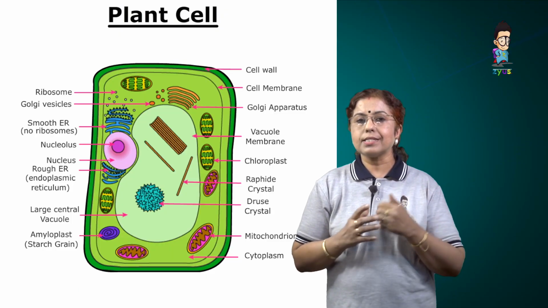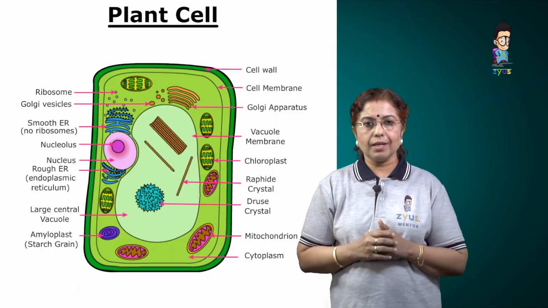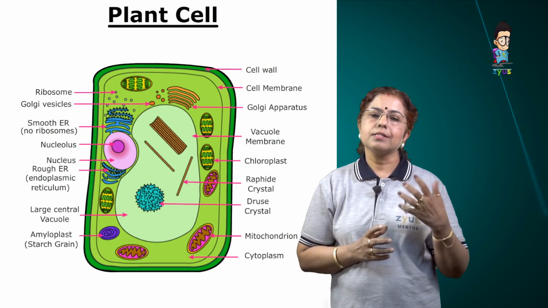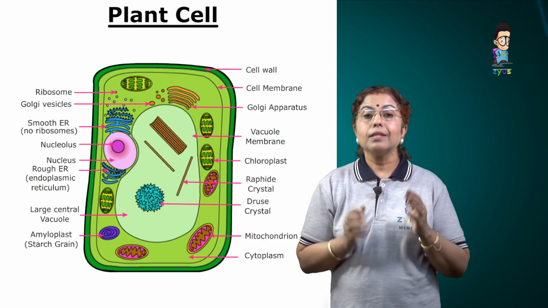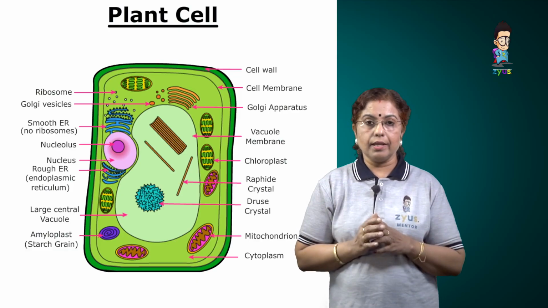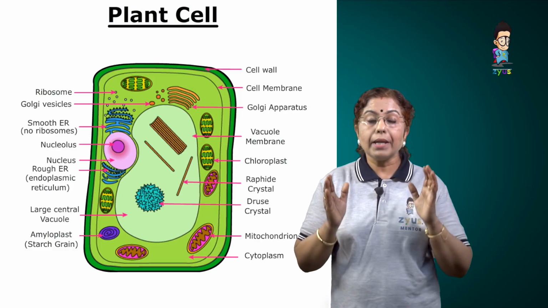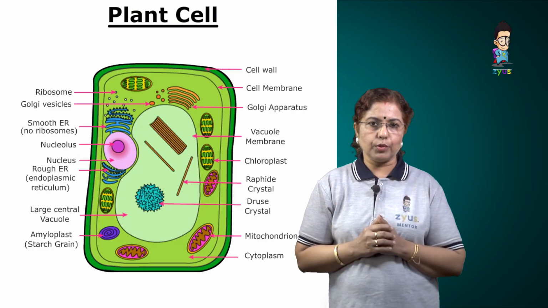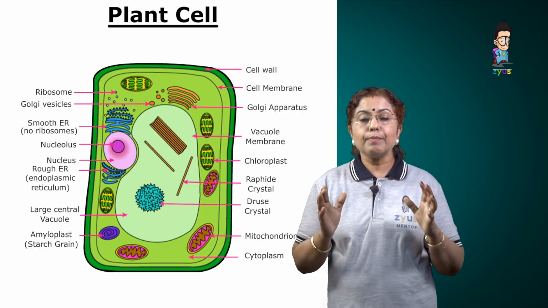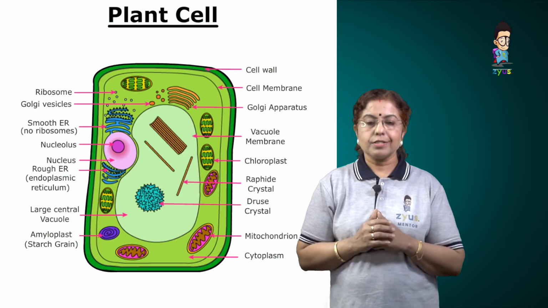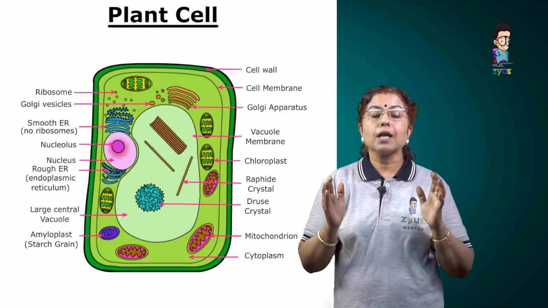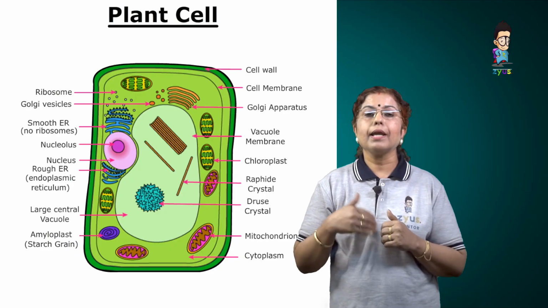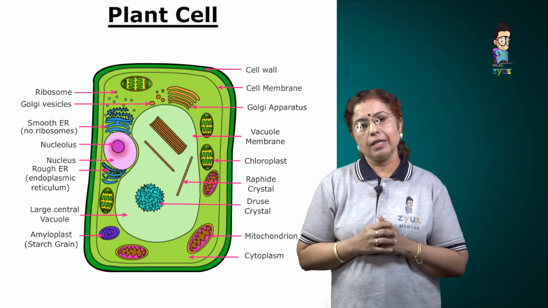The first one is cell wall. Outer to the plant cell, there is a thick, tough covering that is called as cell wall. Okay, the cell wall protects the cell as well as it gives mechanical strength to the cell as well as to the total plant body. The cell wall is made up of cellulose. Cellulose is a complex carbohydrate. Okay, so it protects the cell by giving mechanical support.